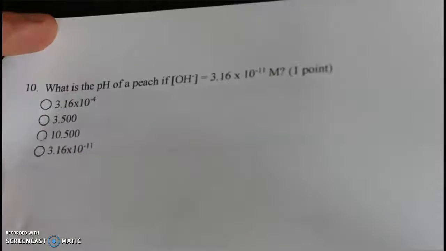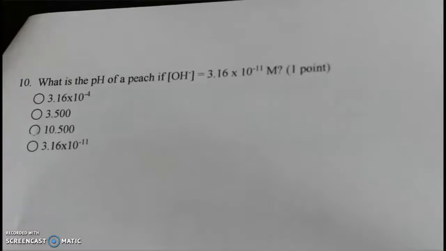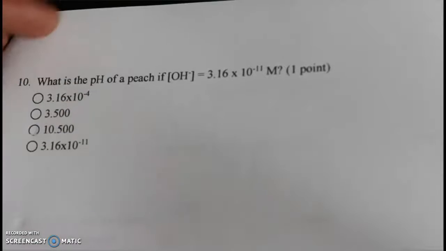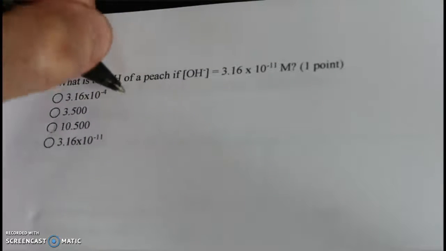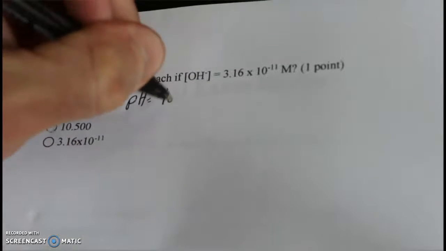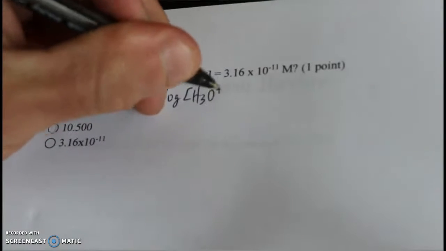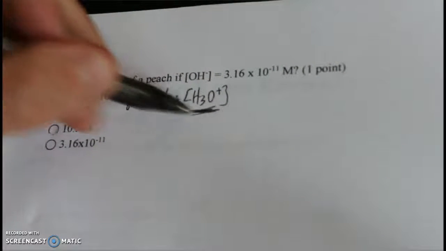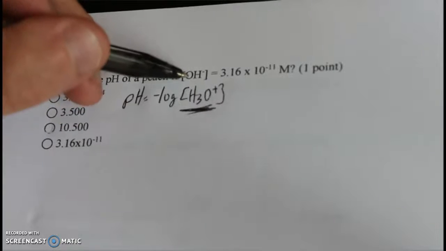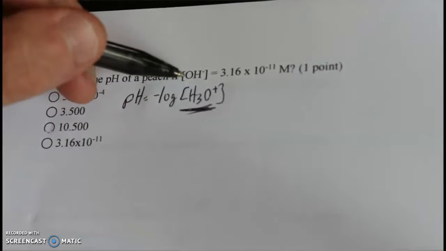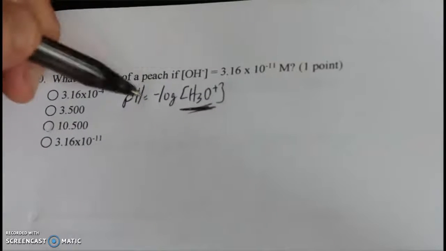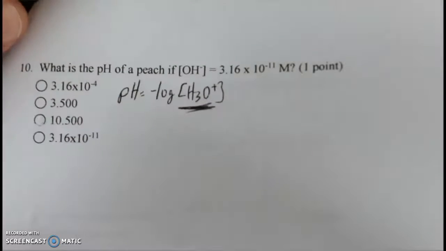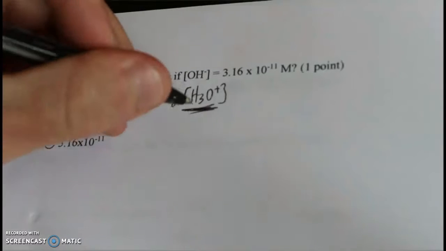All right, and the pH of a peach, if the hydroxide ion concentration is 3.16 times 10 to the negative 11th molar. So there's a couple things we have to pay attention to here. When we do pH, pH is equal to the negative log of hydronium ion. So you have to pay attention that you're doing the negative log of the correct thing. Sometimes people see this and they just go right to negative log of this 3.16 times 10 to the negative 11th, and that's not giving you pH. That's more like pOH, which we don't want. We want pH. So we're going to have to figure this number out.